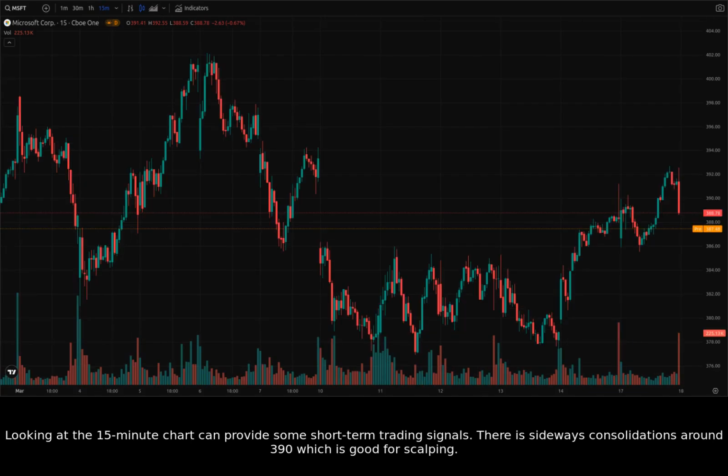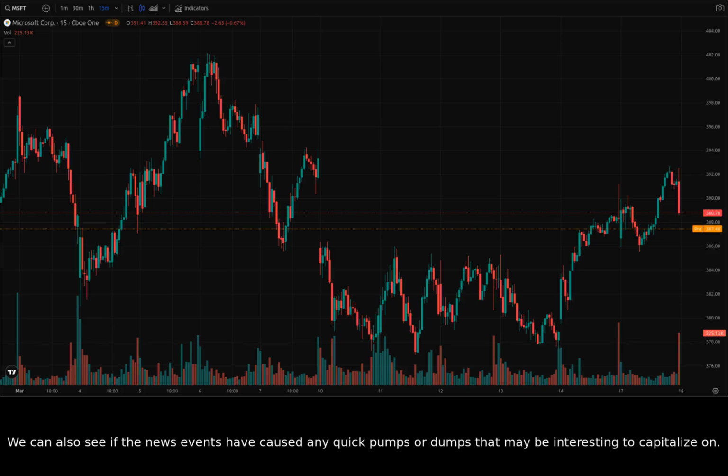Looking at the 15-minute chart can provide some short-term trading signals. There is sideways consolidation around 390, which is good for scalping. We can also see if the news events have caused any quick pumps or dumps that may be interesting to capitalize on.